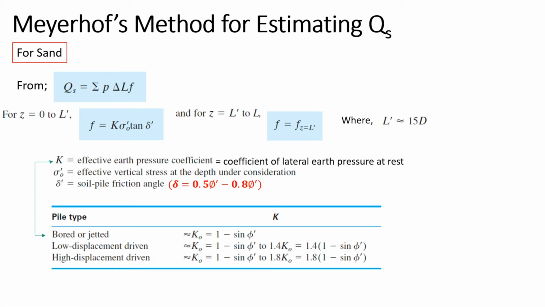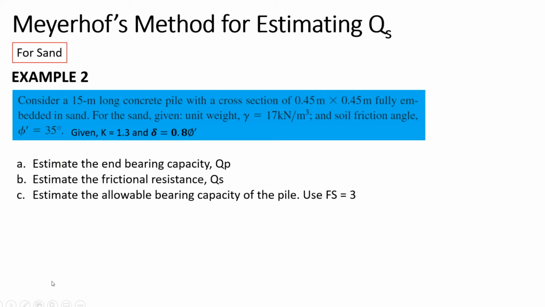Okay. So for the effective pressure here, the sigma prime naught is the vertical stress at the depth under consideration, and the delta here is the soil-pile friction angle. So it's usually between 0.5 friction angle to 0.8 friction angle. Okay, it's easier if we look at an example.